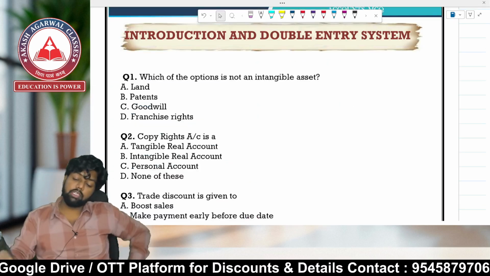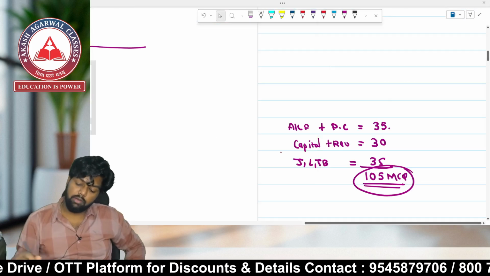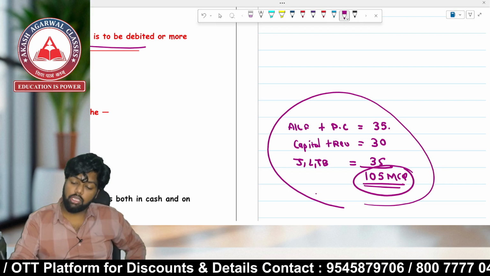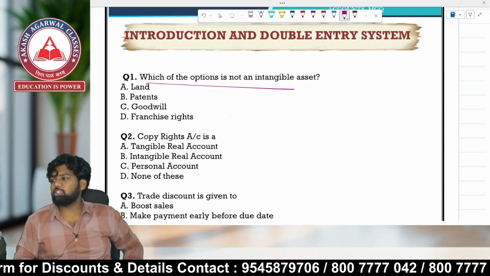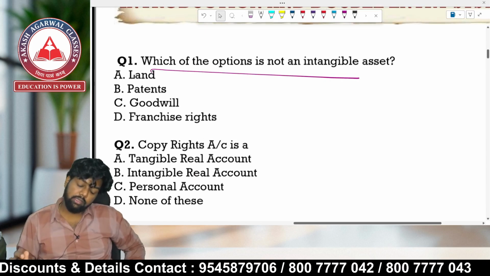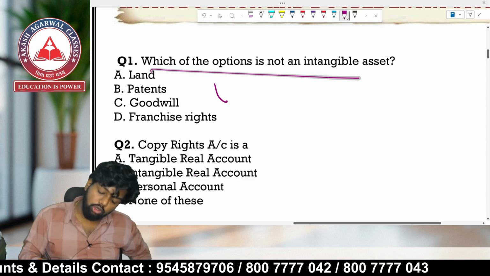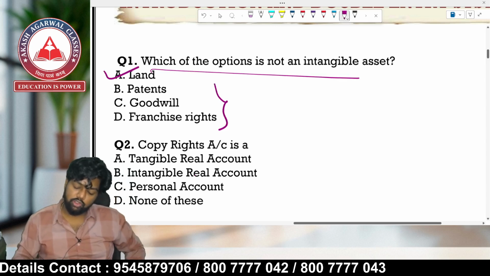Let's go. We will be covering more MCQs. I have already covered 105 MCQs till now. Let's go ahead. Which of the following is not an intangible asset? Basically, patents, goodwill, franchisee are intangible; land is tangible.